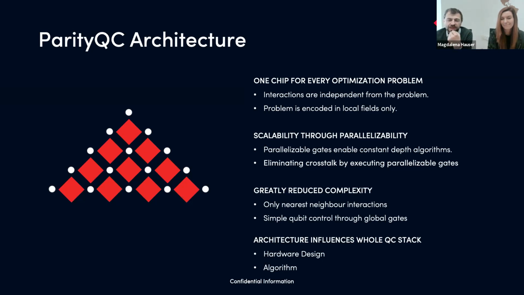So this means, and the second remarkable thing about this is that the interactions are completely independent of the problem. So this means there is no programming language which concerns the gate and the gate sequence, but the gates are always the same. The problem is fully encoded in local operations. And this allows one to build fully scalable quantum chips, because all the gates are always the same. They can be fully parallelized. And this means that we can eliminate this crosstalk problem that we talked about beforehand. It also means that we can greatly reduce the complexity of the interactions, because we can do global gates. So it's an architecture that really influences the hardware stack, but also the full software stack.